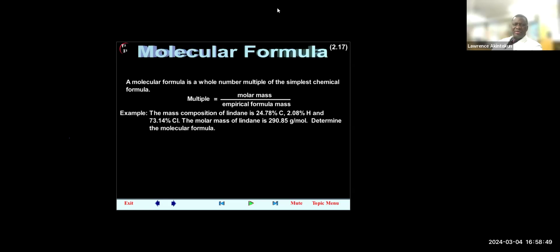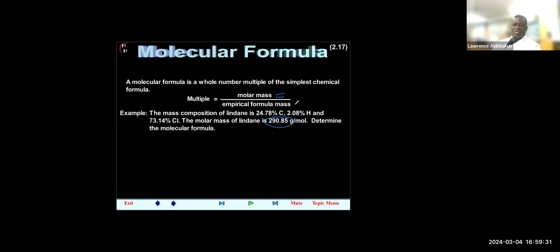All right. At this point, I want to interject to tell you about this formula here. This formula represents the molar mass, which is given as 290.85. But the empirical formula mass is what we have to get, which is not given. So that means the first step is to find the empirical formula. Then you calculate the mass.